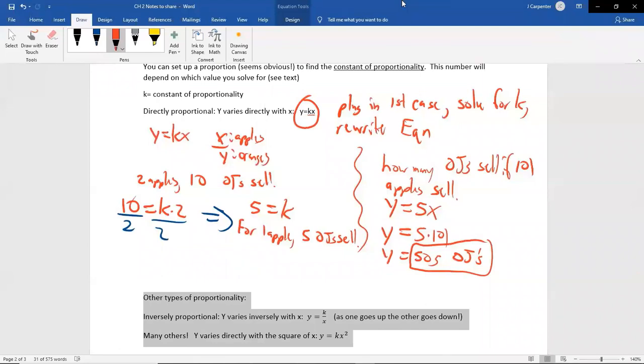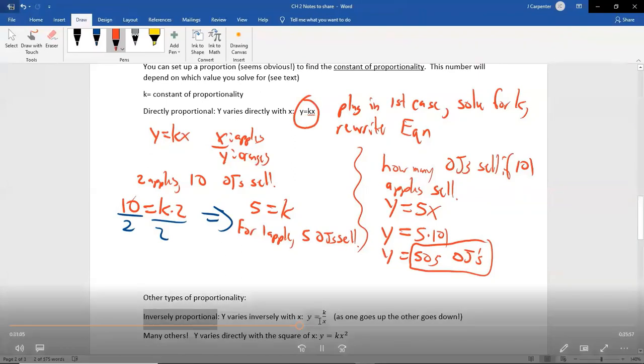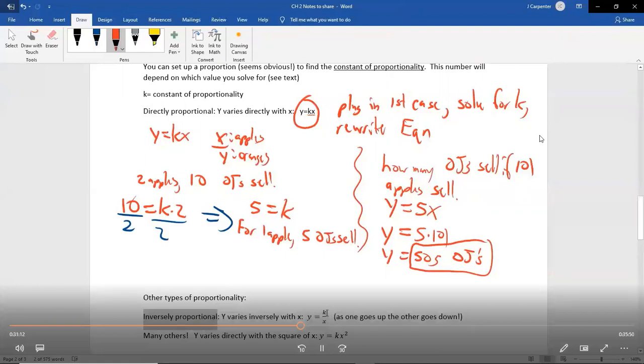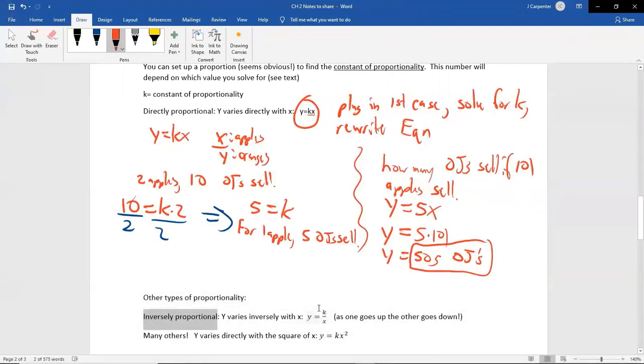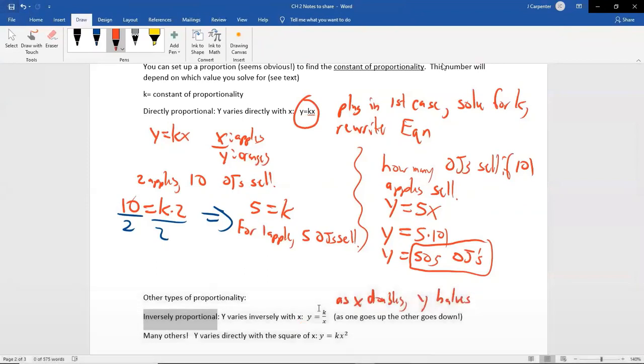But there are things in this world that do not double as one doubles. So one thing might double and the other thing might halve. That's the idea of inversely proportional. So there's a different extra word in front of the word proportional. If I just say the word proportional, we assume it's direct proportional. But if you throw extra words in there or different words besides direct, it changes the equation. This is not y equals k times x, it's k divided by x. So what this means is, as one thing goes up, the other thing's going to go down. More specifically, as x doubles, y halves. Or you could say as x triples, y goes down by a third, that kind of idea.